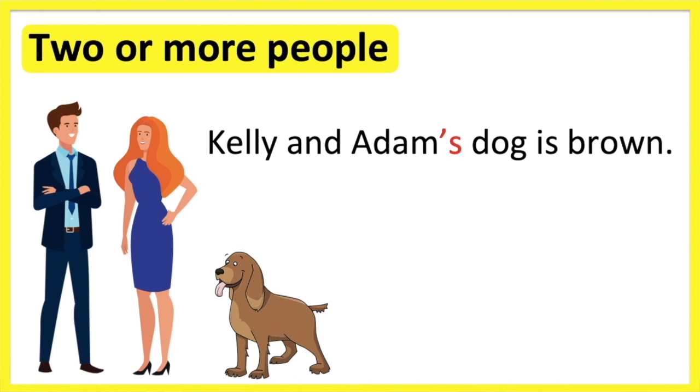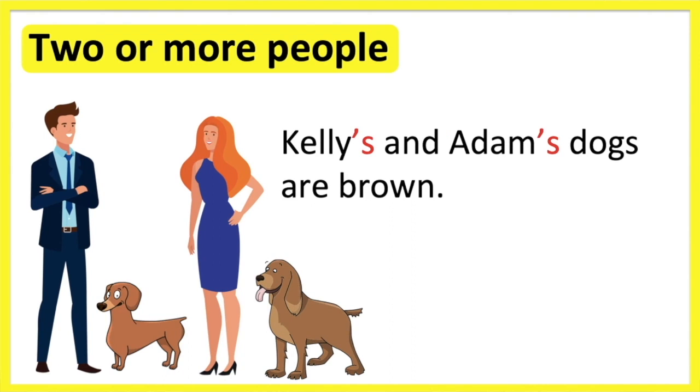If we want to talk about something that they are separate owners of, then the rule is to add an apostrophe followed by the letter S after each name. For example, Kelly's and Adam's dogs are brown.